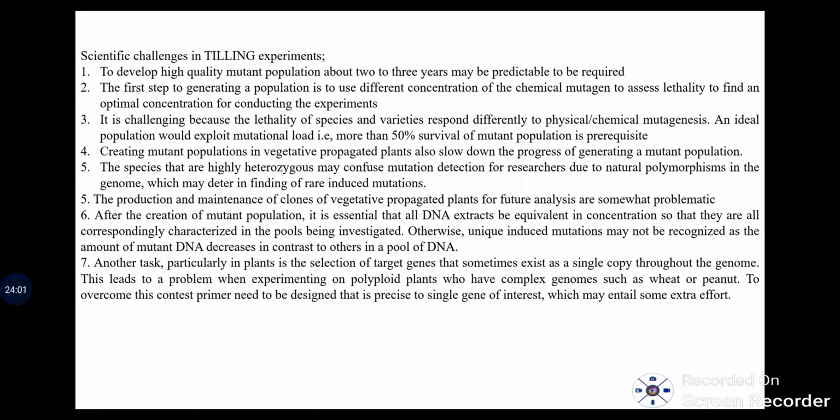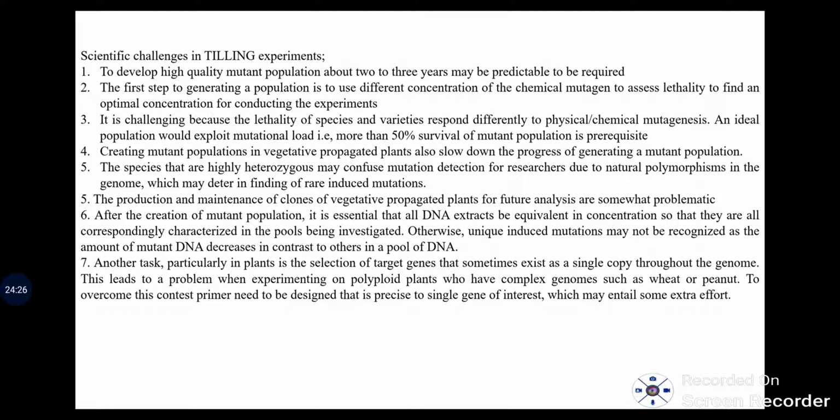After the creation of mutant population, it is essential that all DNA extracts be equalized in concentration so that they are all correspondingly characterized in the pools being investigated. Otherwise, unique induced mutations may not be recognized as the amount of mutant DNA decrease in contrast to others in pool of DNA.